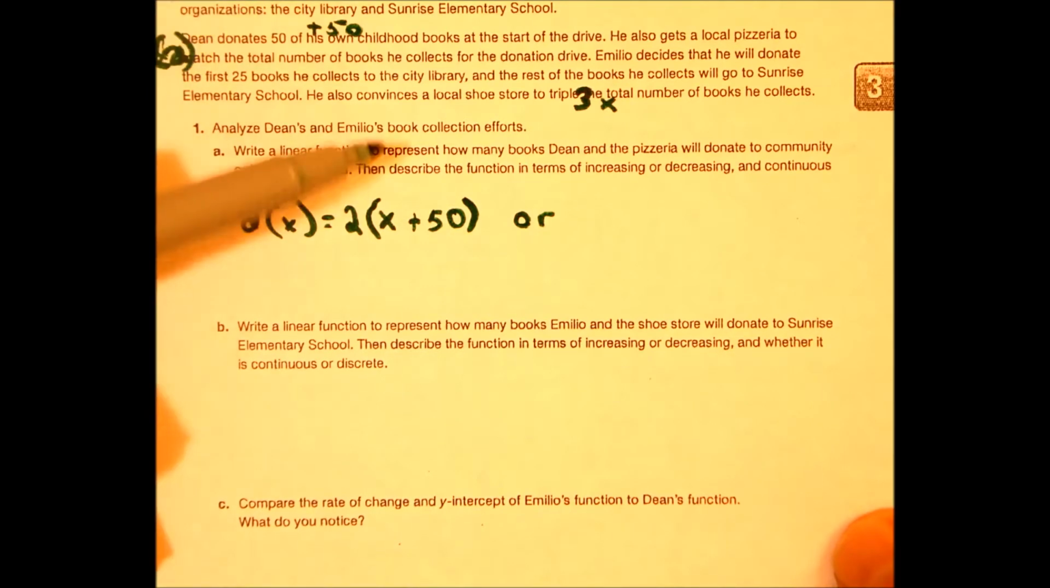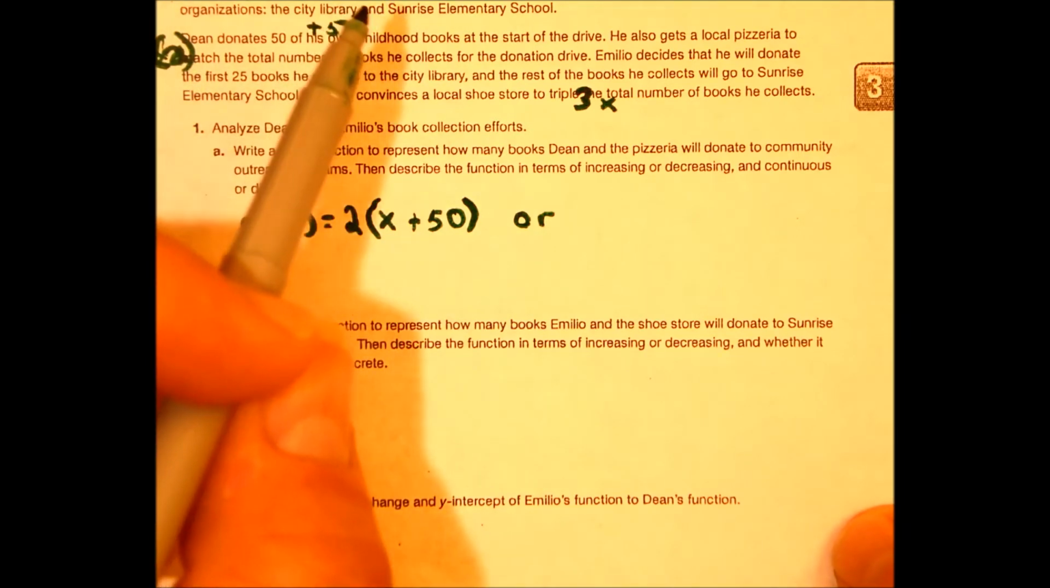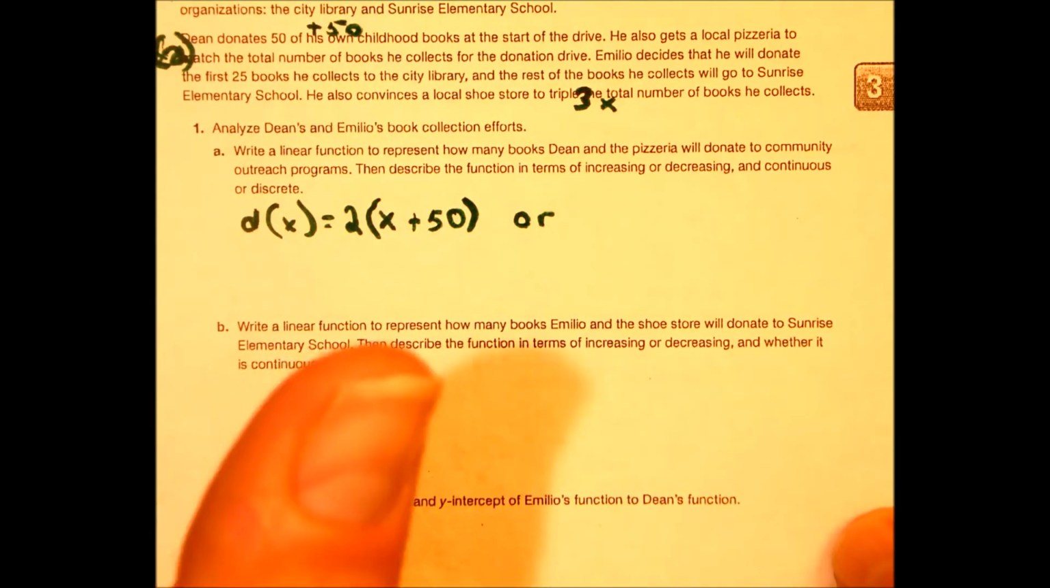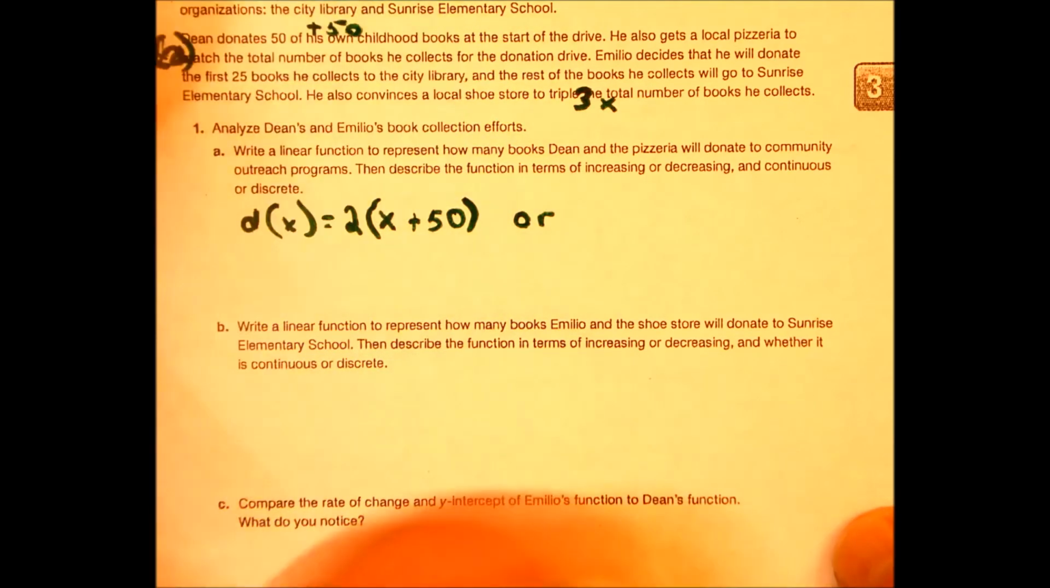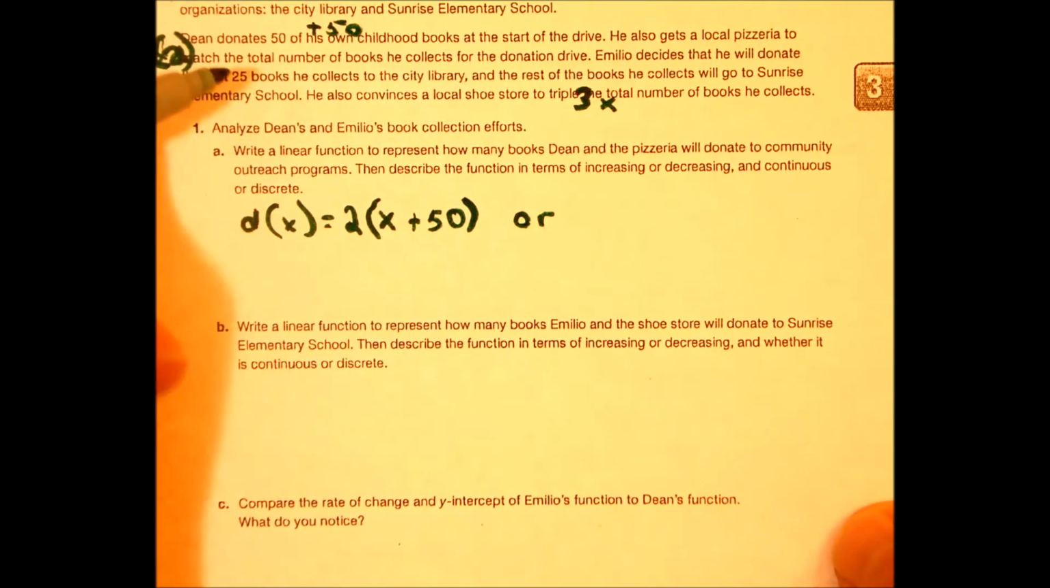Now in this next one, when we're looking at it, it says that he's going to take out the first 25 books and give them somewhere else. Okay, so he's collecting books, but the first 25 he collects, he's going to give away to one specific charity. Okay, when you do that, when you give something away, it's minus, and that's what this is. This would be minus 25.